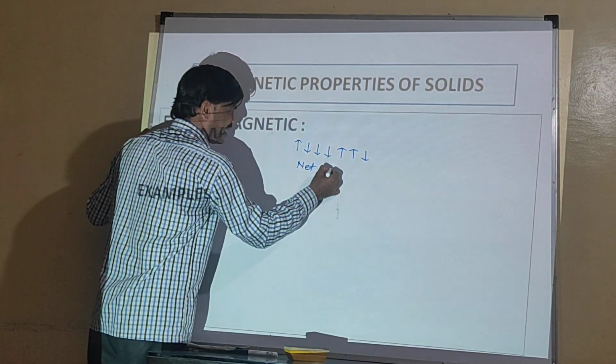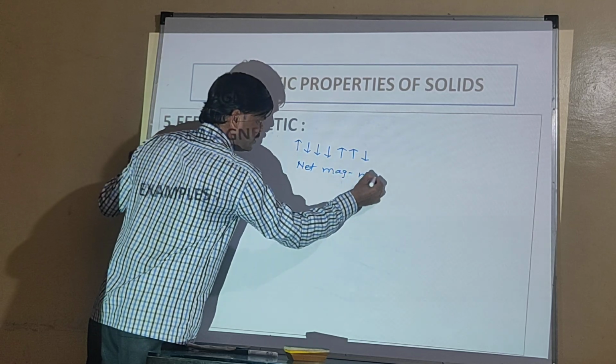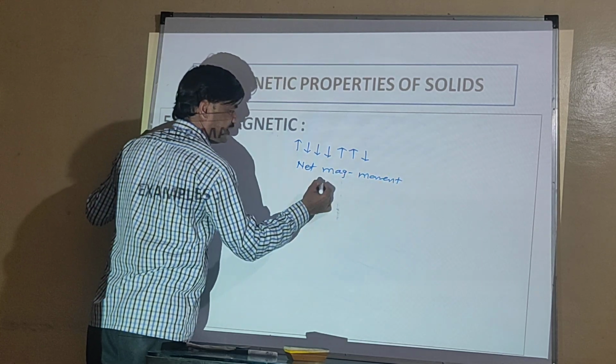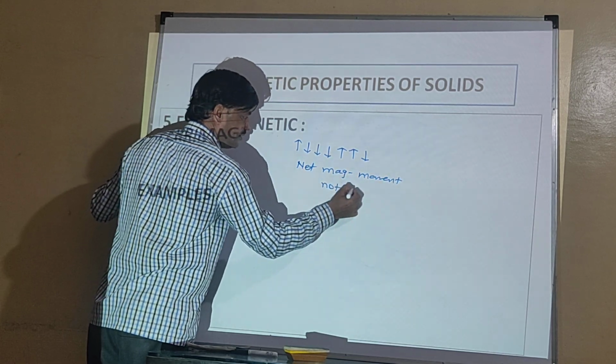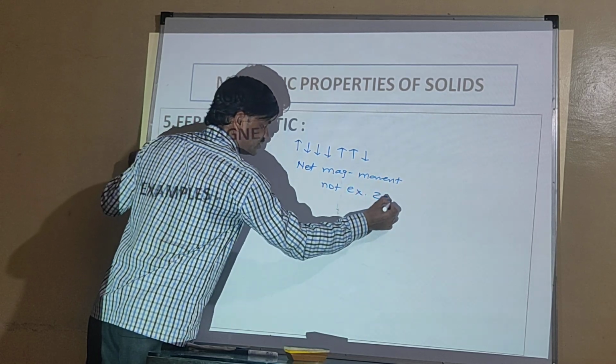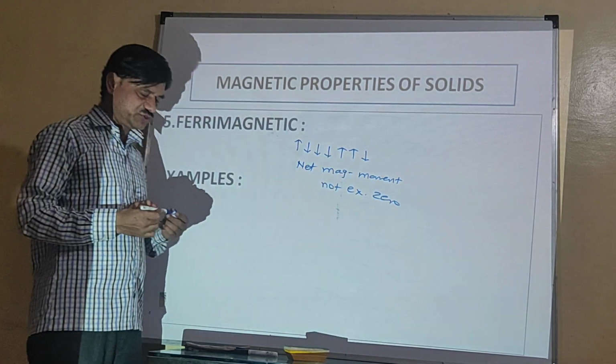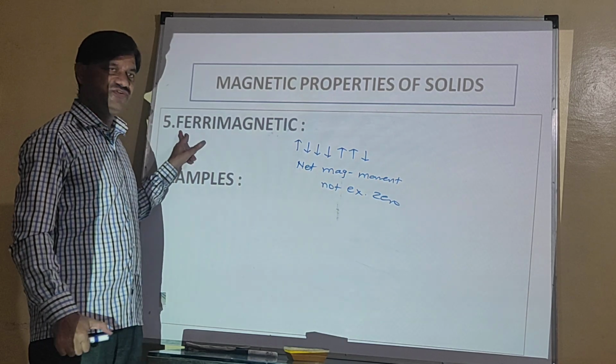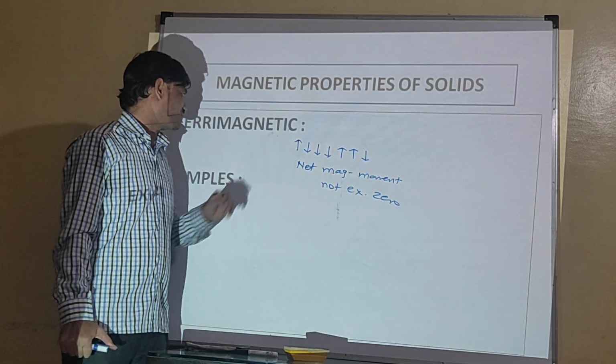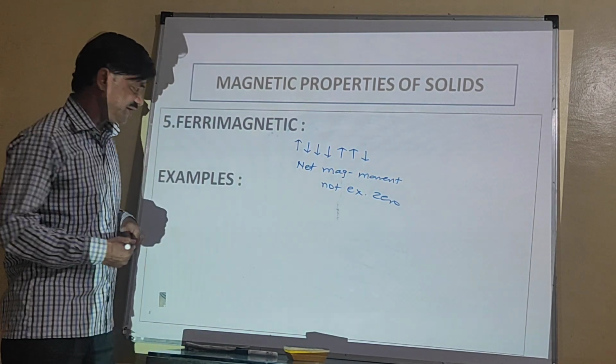So what happens to the net magnetic moment? The net magnetic moment is not exactly 0. It is not equal to 0. So that phenomenon is ferrimagnetism, and that species is called ferrimagnetic.